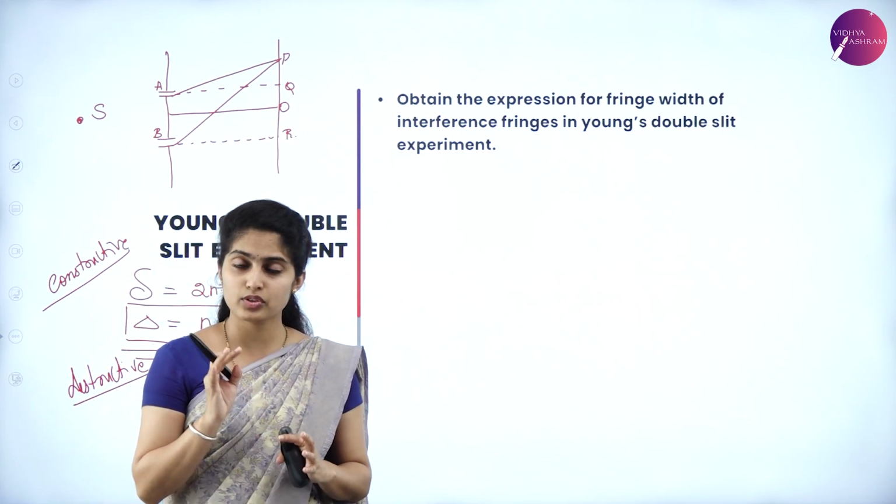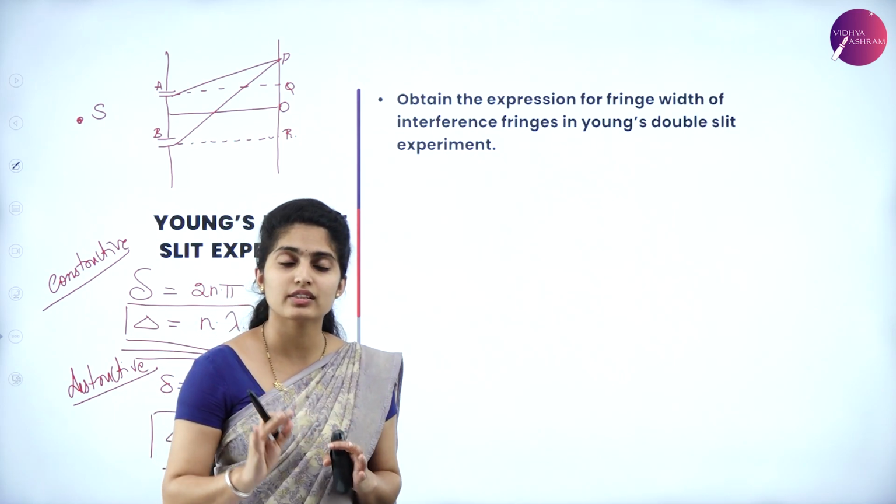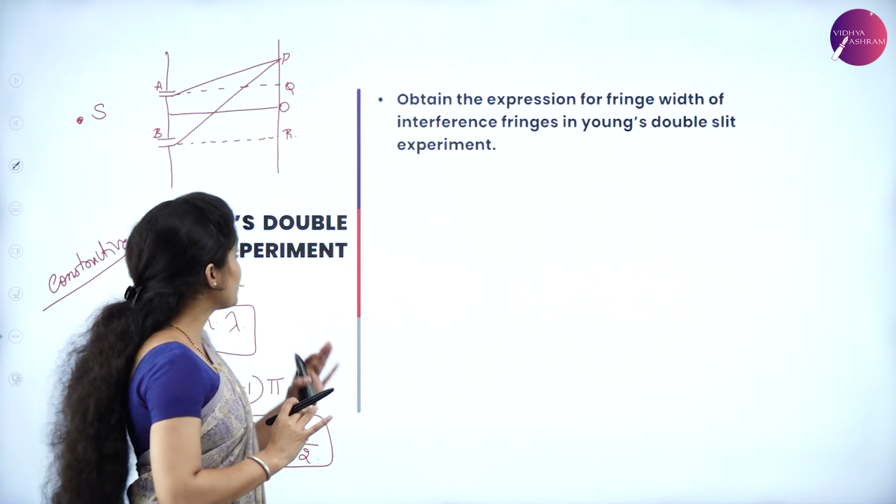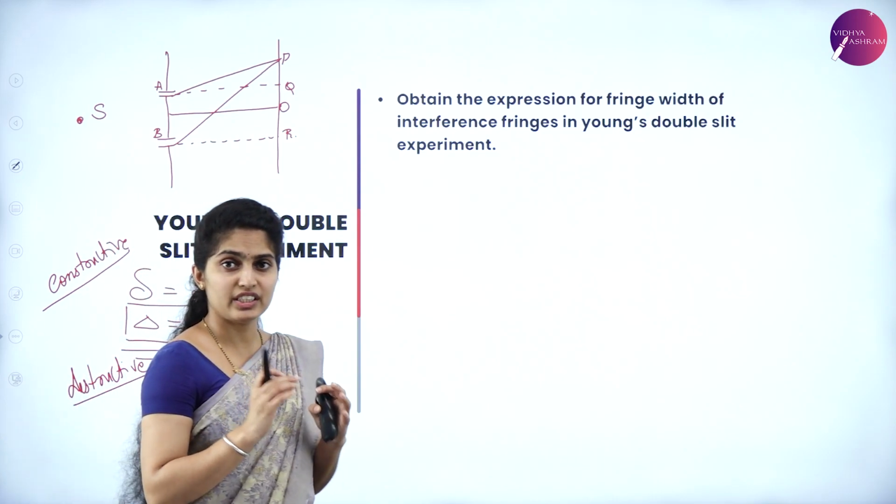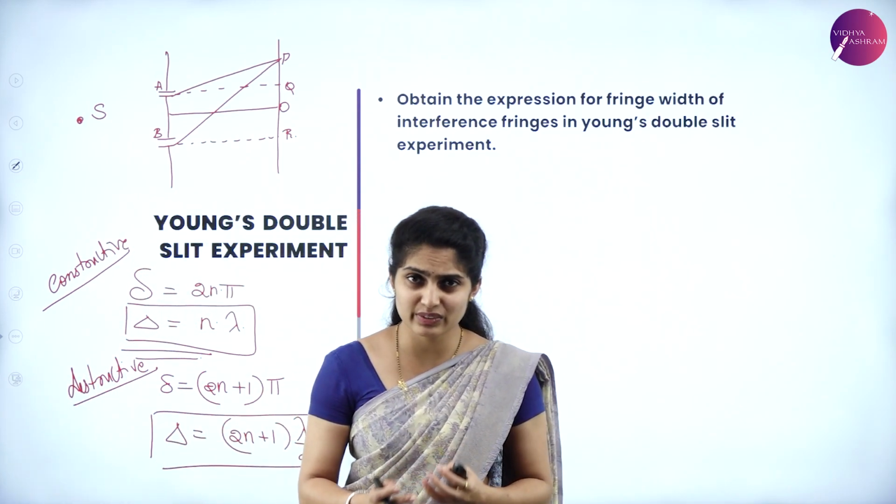It should be a common point. So the common point we are considering for A as well as B is P. This is used to identify the fringe width. We identify the fringe width. So what are these fringes?